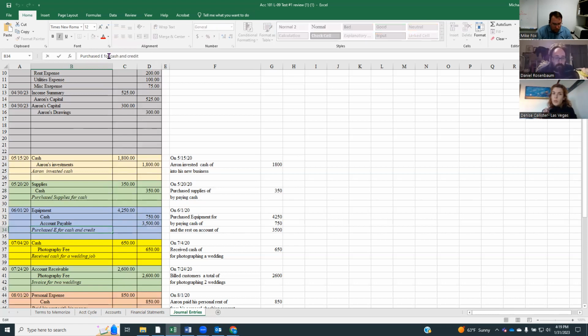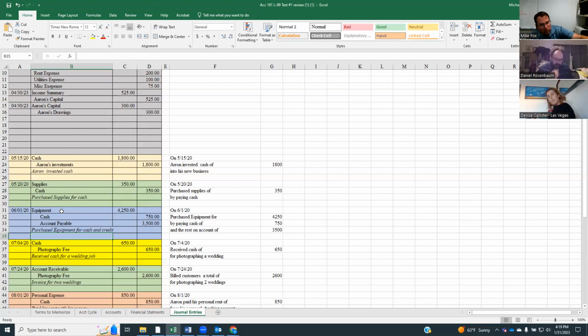I don't have to write equipment 750 paid cash and then 750 cash. Some people do that, where they'll debit equipment 750 and credit cash 750, and then debit equipment 3,500 and credit accounts payable 3,500, and that is a completely unnecessary additional step. So much so that a lot of teachers would mark it wrong, but I don't think it's wrong. Either way it gets the accounts to the right balance, but this is the preferred way to do it.